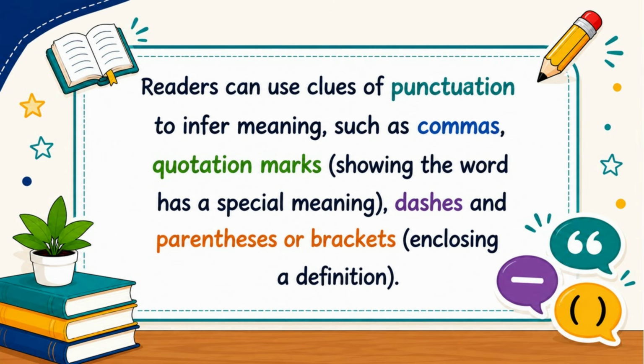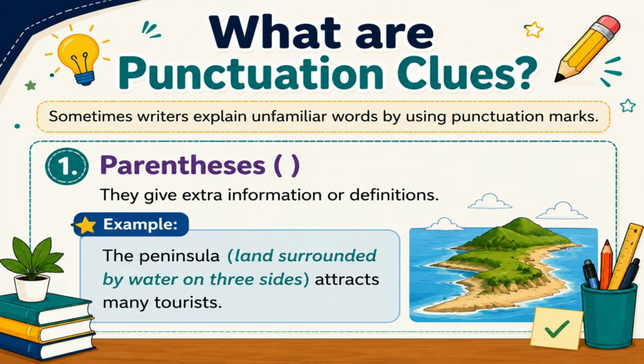Readers can use clues of punctuation to infer meaning, such as commas, quotation marks, showing the word has a special meaning, dashes, and parentheses or brackets, enclosing a definition. What are punctuation clues? Sometimes writers explain unfamiliar words by using punctuation marks. Parentheses. They give extra information or definitions.